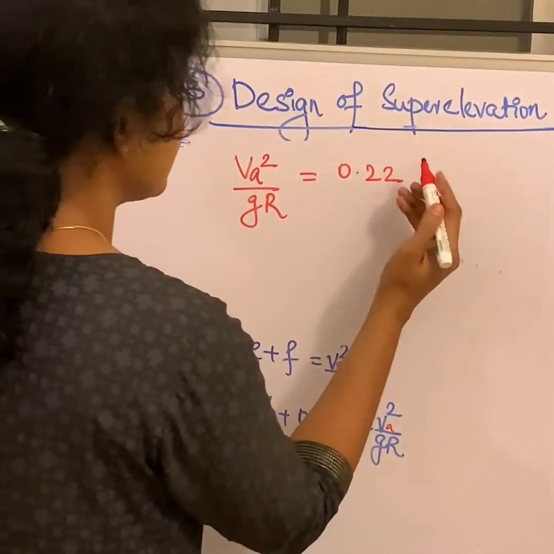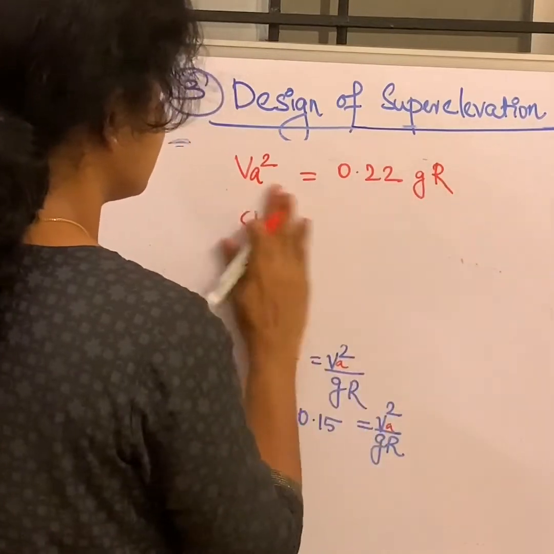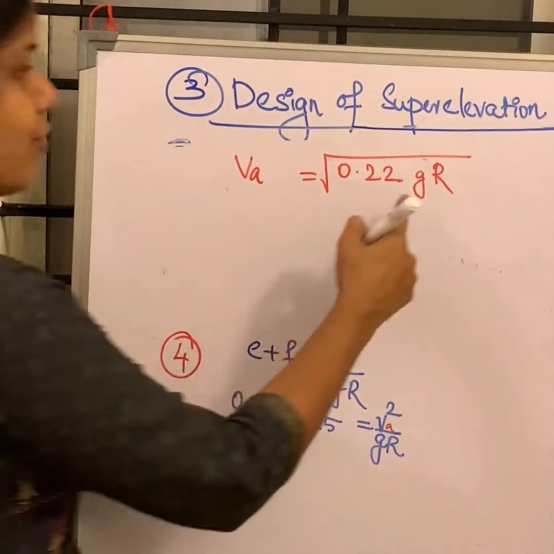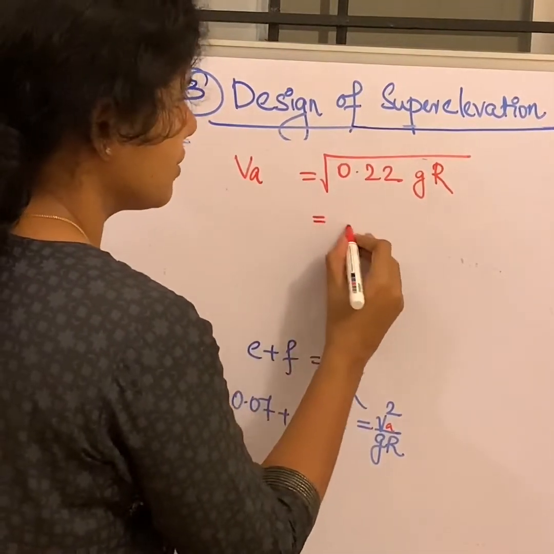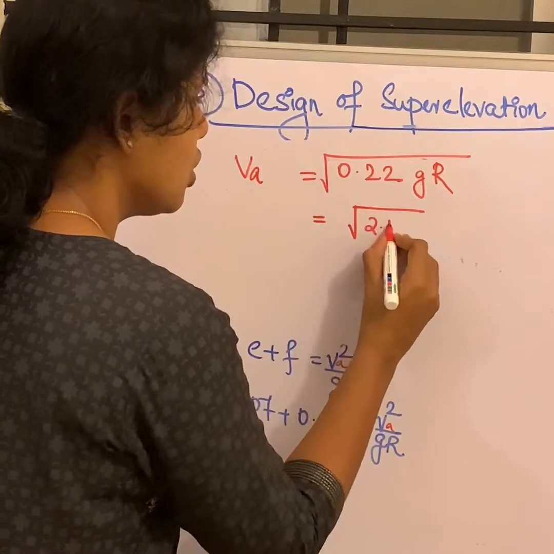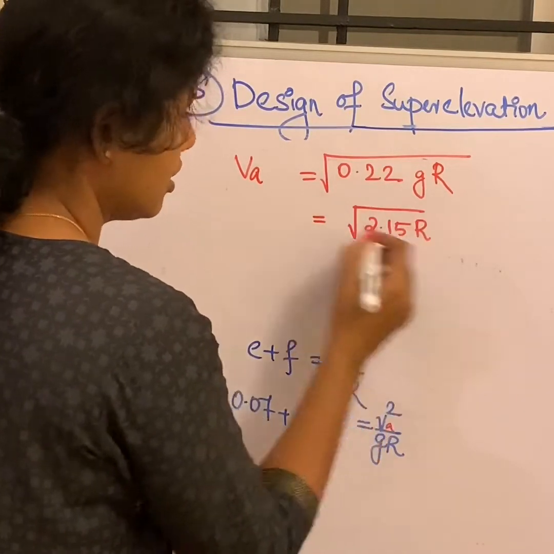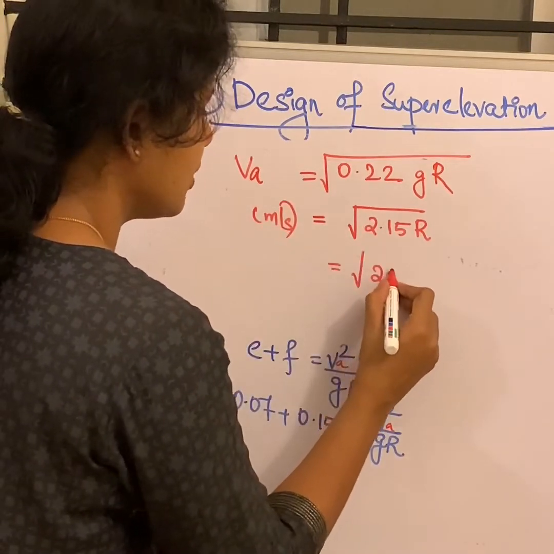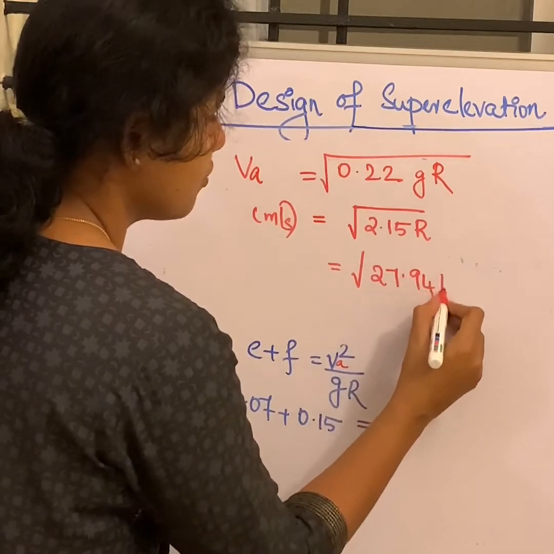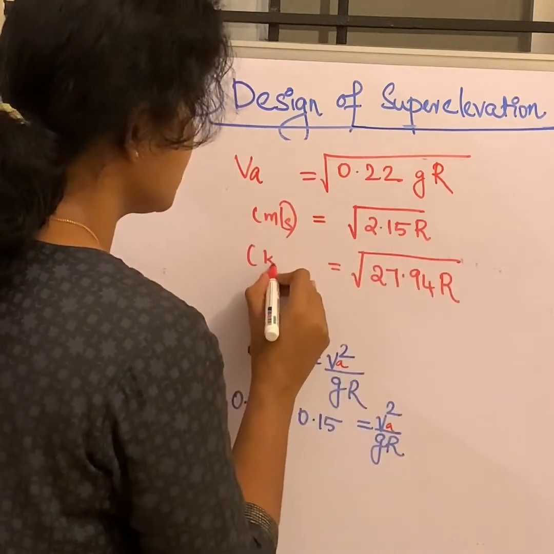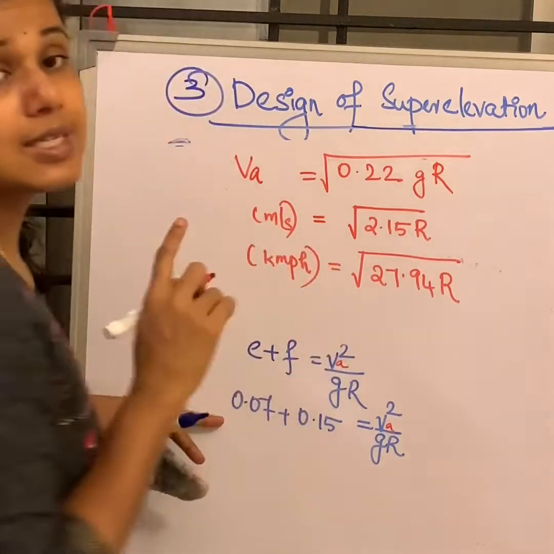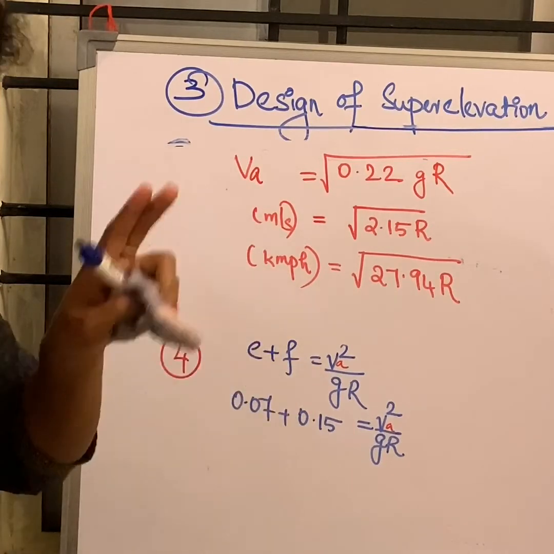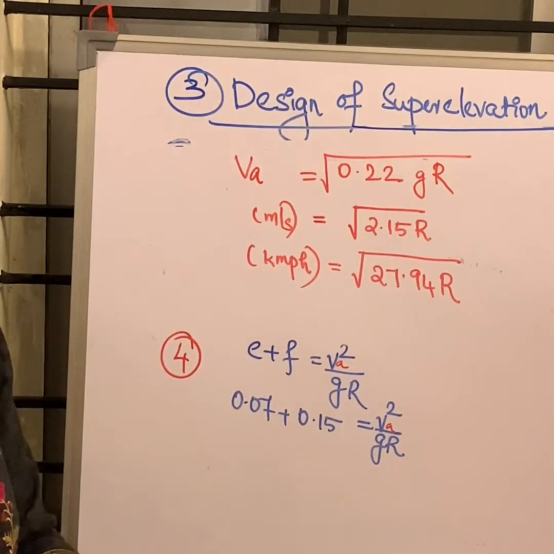VA will be the square root of 0.22 GR. Now, if I multiply G and all the other parameters, you can write this equation as 2.15 square root of R if this is in meters per second. If I am converting into kilometers per hour, it will be 27.94 square root of R. This is the allowable speed. This is the speed it has to travel at when we are limiting both super elevation and coefficient of friction.